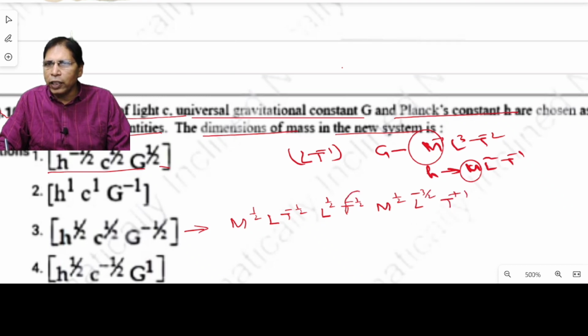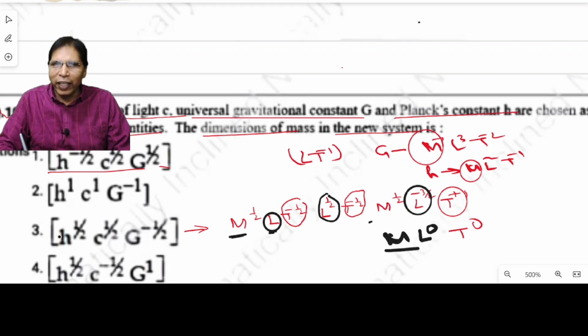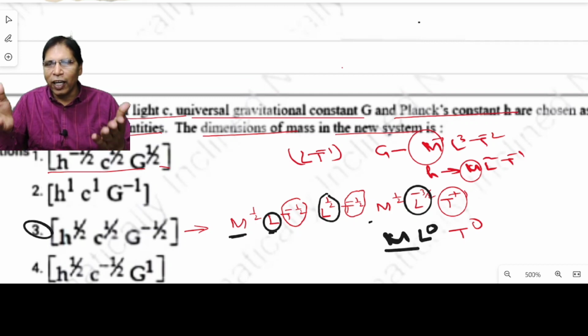Now look at this, T to the power minus half, T to the power minus half, and T to the power 1. So this is T to the power 0. Look at this, L to the power 1, L to the power half, L to the power minus 3 by 2. So this is L to the power 0, and M to the power half, M to the power half. So this is M. Okay. So option 3 is correct. This is the easy way to solve the equation.